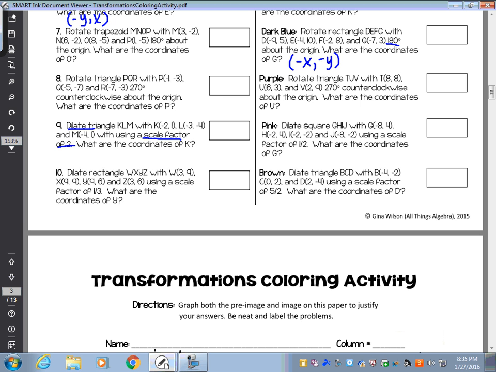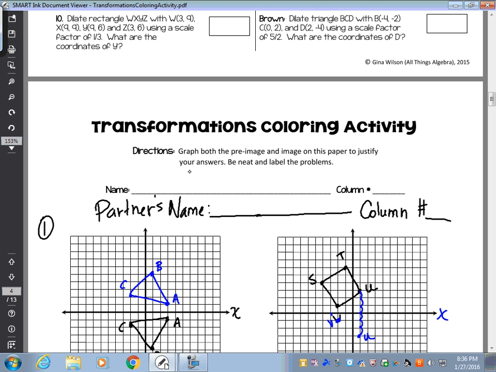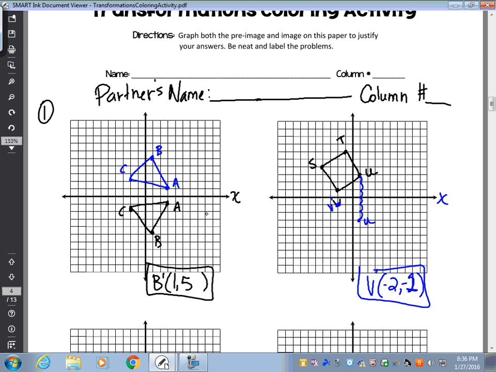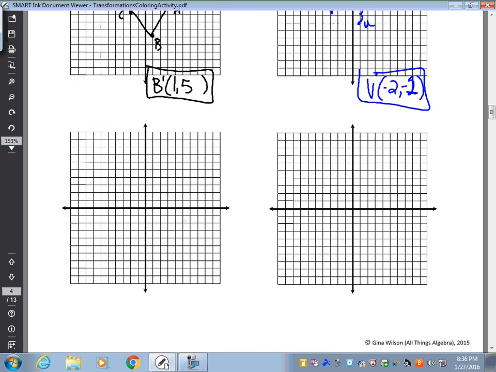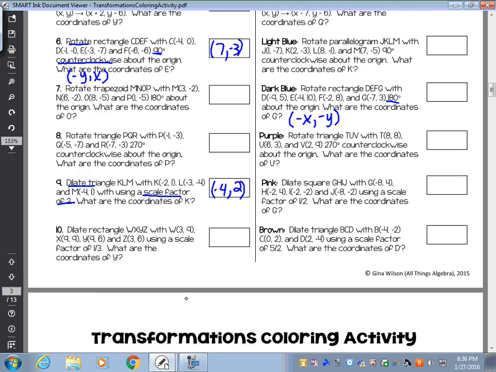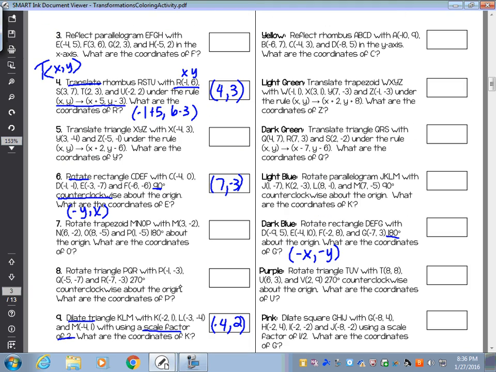And so since they want us to multiply by 2, we want the dilation of K. K was negative 2, 1, so we're going to multiply both terms by 2, and we know that would be negative 4, 2. All right, so, like I said, make sure you graph, put your partner's name, list which column you're doing, and what you're going to have to do when you're done for your coloring is you're going to match the answers that went together.